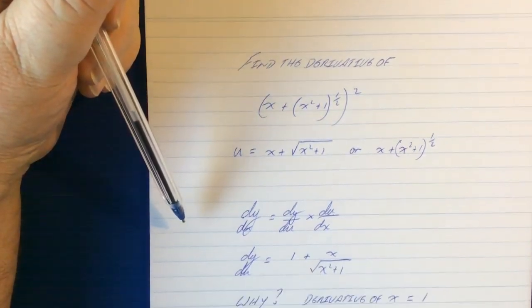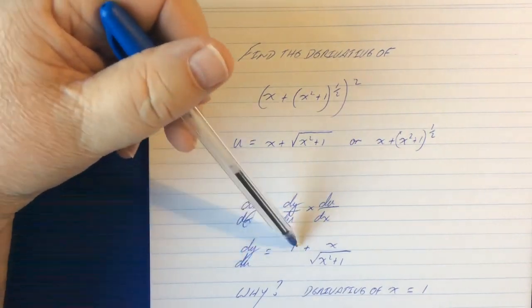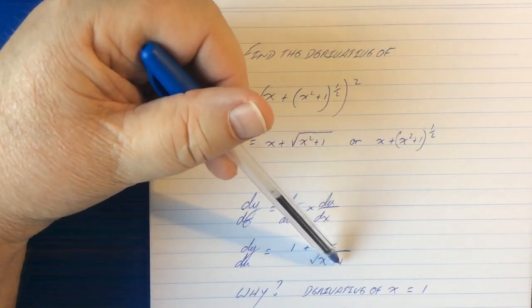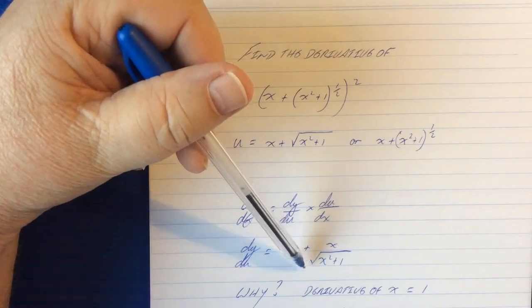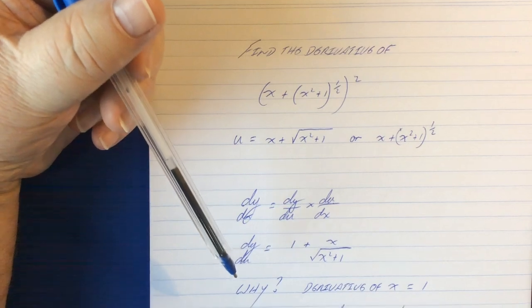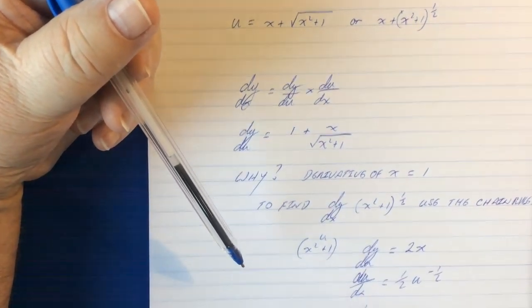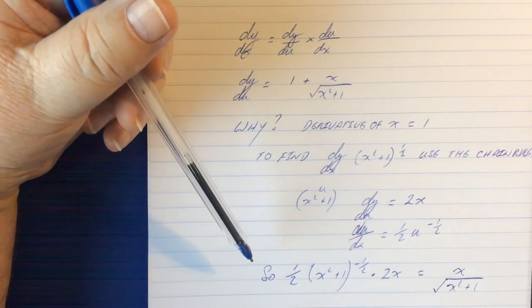Okay, so I'll spoil the surprise. This is the derivative. dy/du is 1 plus x on the square root of x squared plus 1. And I've written it this way just for the sake of convenience. So, why is this so? Well, there's a bit of work that goes into this. So let's have a look at that, and I'll just talk you through all of this.